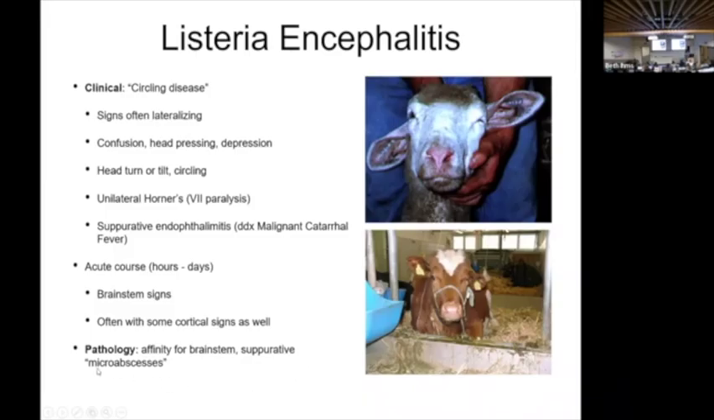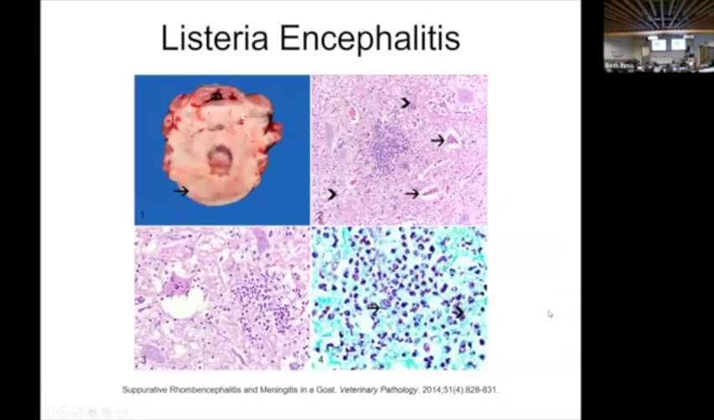In the pathology of this, it has a high affinity for the brainstem, and we call these suppurative microabscesses, which I don't really understand why we call it that, because it's a little pocket of neutrophils. It's not an abscess because it doesn't have a capsule and it's microscopic, right? But we call them suppurative microabscesses. So it's just these little foci of neutrophils in here. Here's a little guy. Here's a dying neuron. We call these the dead reds. He's angular and shrunken.